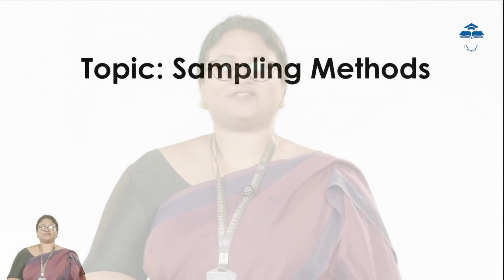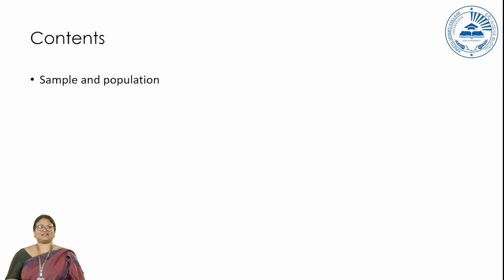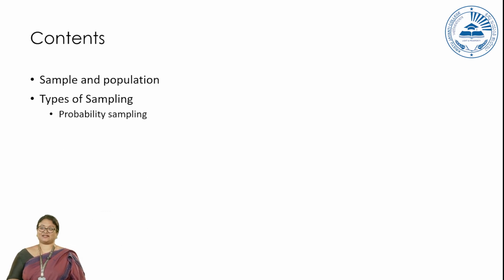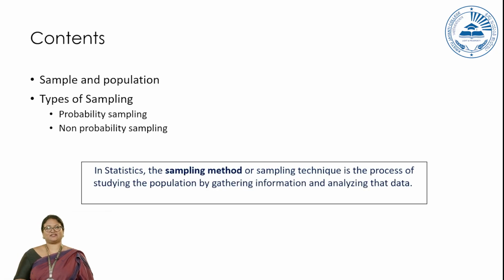This is a very important topic for those of you who are planning to do your research activities and trying to understand research. The contents of today's topic would include what is sample and population. We'll also look into some of the basic types of sampling in today's lesson. We have two major types, that is the probability sampling and the non-probability sampling. And we are going to look into how this is used in our research process.